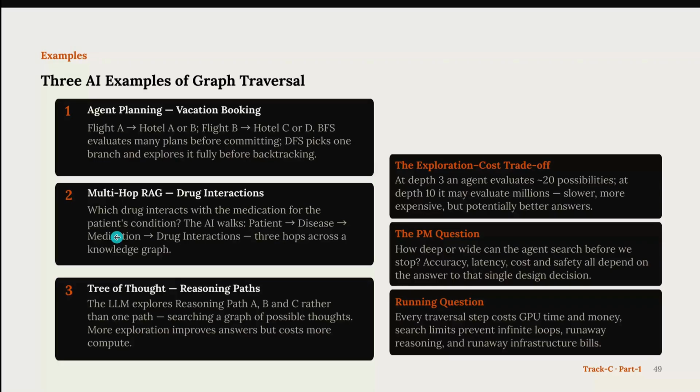Third, tree of thoughts are reasoning paths. The LLMs will explore multiple reasoning paths like A, B, and C rather than just one path. So they are searching a graph of possible thoughts.